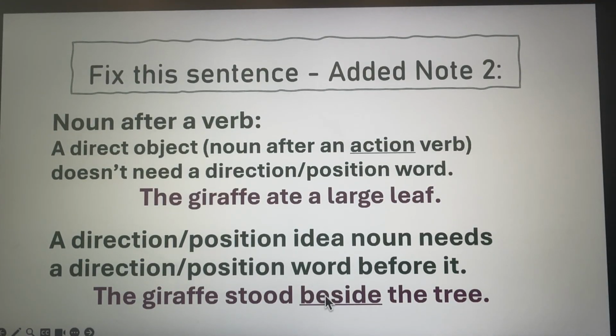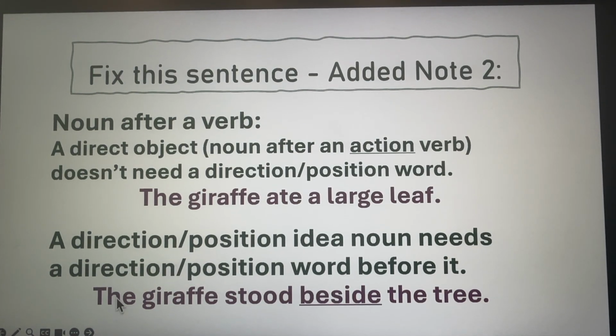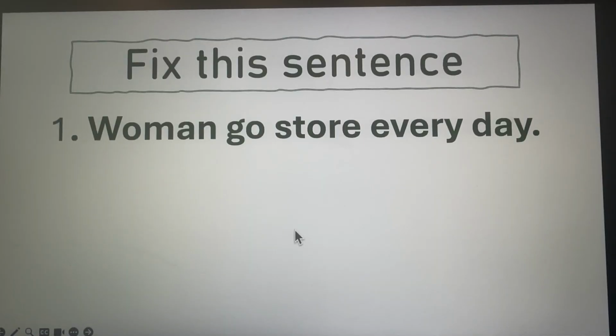Here, we need a position word. But still, tree is one tree, giraffe is one giraffe, leaf is one leaf. So they do need those introductory words. Now let's try some sentences. Woman go store every day.